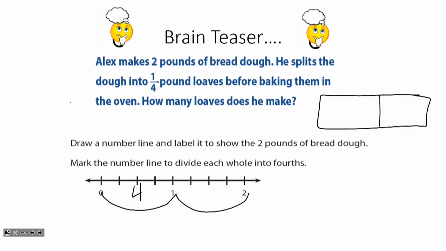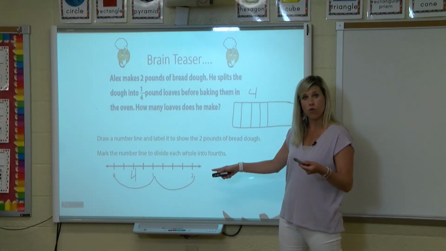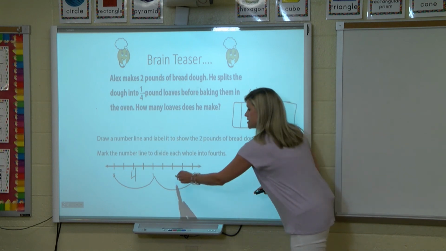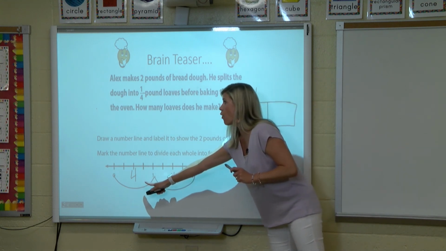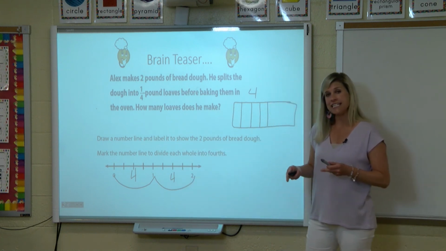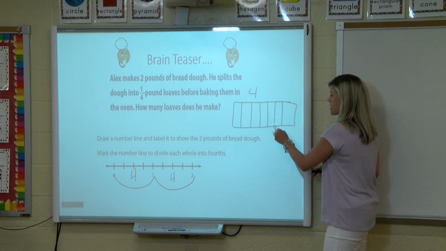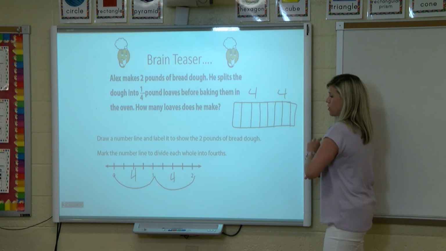I can do the same thing here with my fraction model. I can break it up into 4 1/4 loaves. So there's those 4 loaves there. Then the second loaf is also broken up into 4 1/4 sections. So now if he has 4 1/4 pound loaves there and 4 more there, he has a total of 8 loaves.